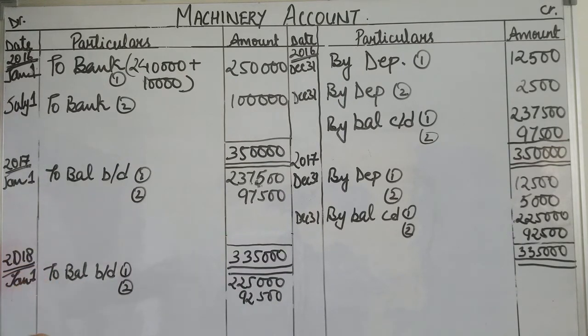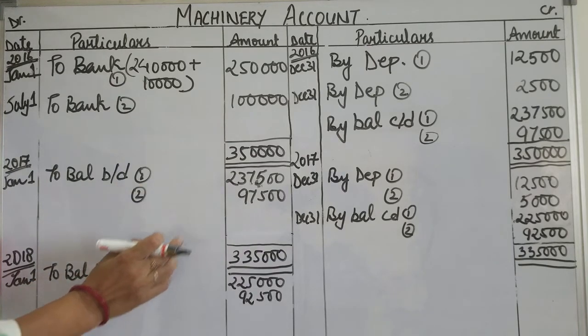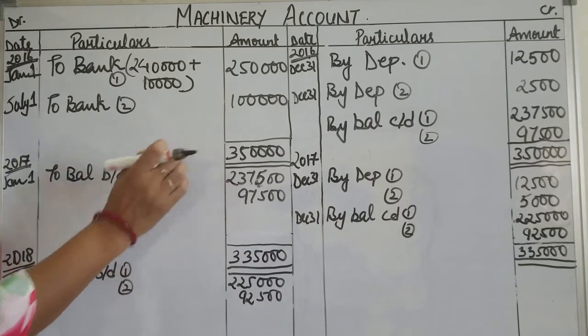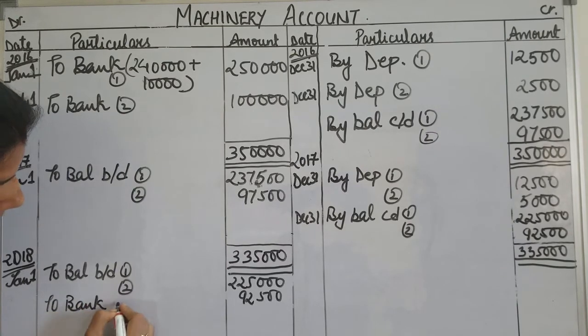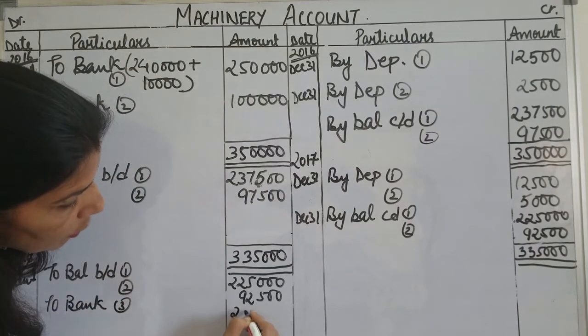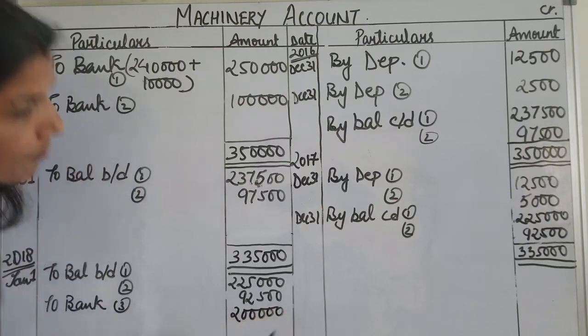Now it says that on 1st July 2018, the machine that was purchased on 1st January 2016 was sold for rupees 1,43,000. So here we are talking about this machinery 1. So machinery 1 was sold for rupees 1,43,000 on 1st July 2018. And on the same date, a new machine was purchased at a cost of rupees 2 lakh. So here, let's make the entry of the new machine, to bank and machinery 3, amount is 2 lakh.